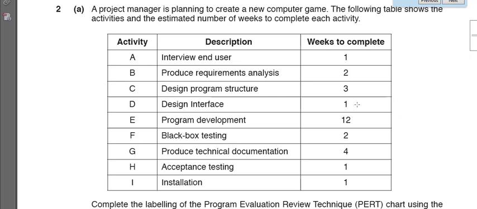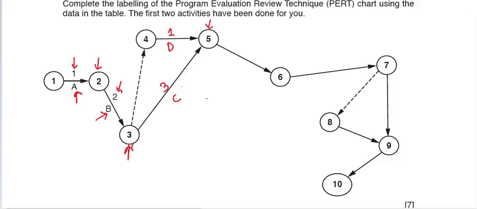Once the design phase has been complete, now comes the program development phase or the coding phase, right? And this is going to take how many weeks? This is going to take 12 weeks. So activity E is the next activity, and it is going to take 12 weeks, and at the end of activity E we will be at milestone number 6.